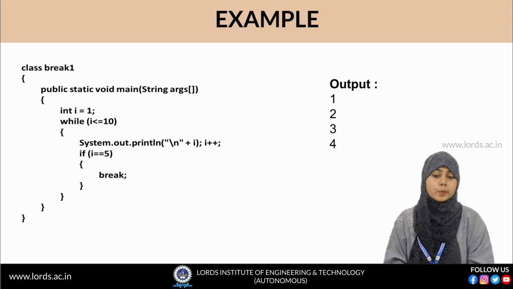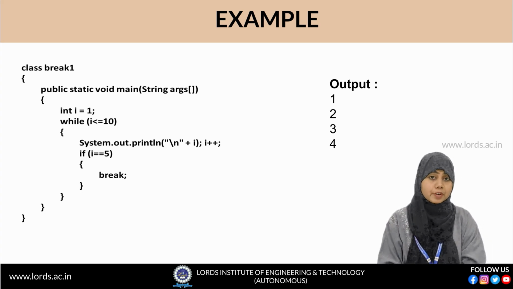That would be the output. But here, we are using the break statement to terminate the loop forcibly. So what we are doing is writing if i double equals 5, which means the moment the i value turns out to be 5, it will break the loop.